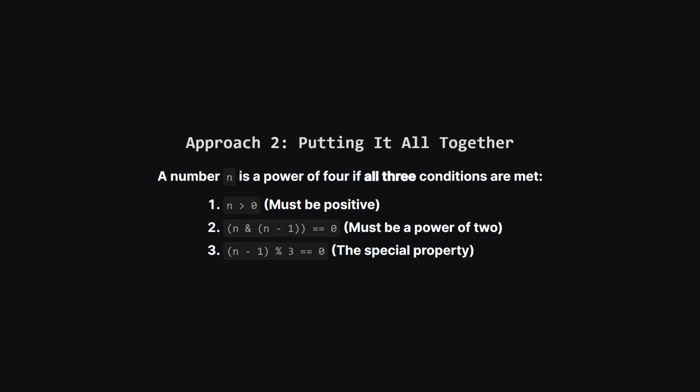So we can combine these ideas into a single, powerful check. For a number to be a power of 4, it must meet 3 conditions. First, it has to be positive. Second, it has to be a power of 2, which we verify with our bitwise trick. And third, the number minus 1 must be divisible by 3. If all 3 are true, we've found our answer.